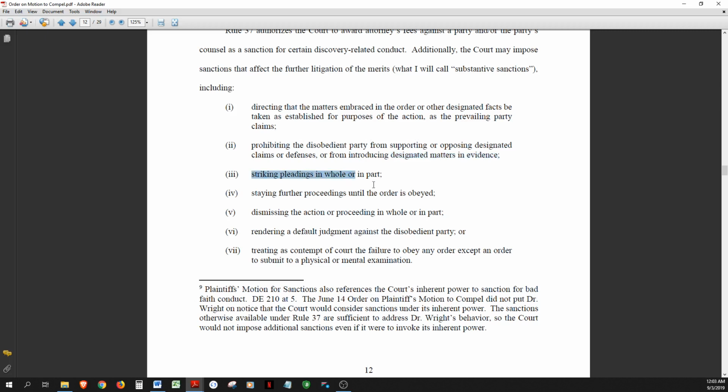Striking pleadings is a very big one. Basically, you have that complaint and answer. If you're the plaintiff and your complaint is stricken, your case is dismissed. You lose. If you're a defendant and your pleadings are stricken in whole, it means a default is entered against you, and basically you lose. They just get to prove damages. Actually, facts were established, and part of the defenses were stricken for plaintiffs, so this is pretty big.